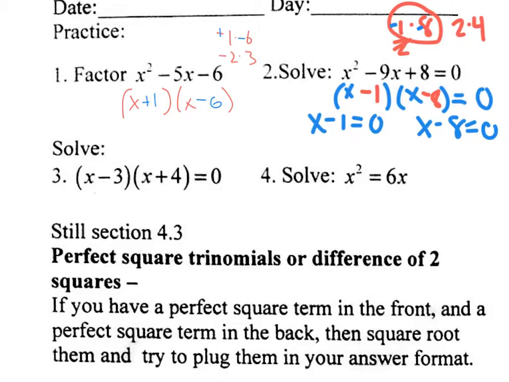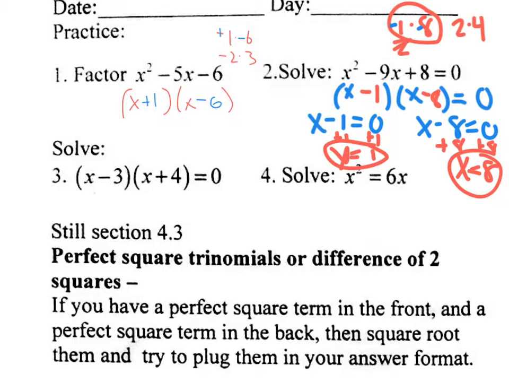And now we're simply going to solve both of them by adding 1 there, adding 1 there. You're going to have x equals 1. And adding 8 and adding 8, and x equals 8. So you have those two answers: x equals 1 and x equals 8.